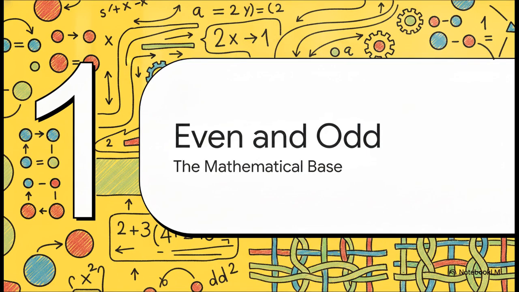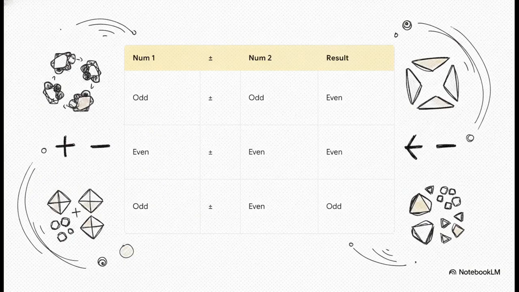Section 1. The foundation of even and odd. To really dive into this, we have to start with the undeniable laws of mathematical physics, the bedrock behavior of even and odd numbers. The absolute rhythm of basic math is actually incredibly elegant when you stop and think about it. If you combine similar types, whether you're adding or subtracting an odd with an odd or an even with an even, you are always going to get an even result.